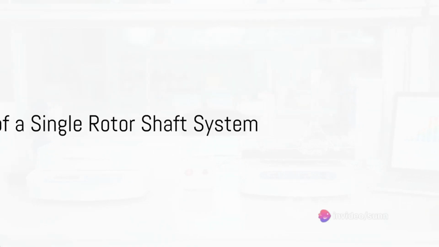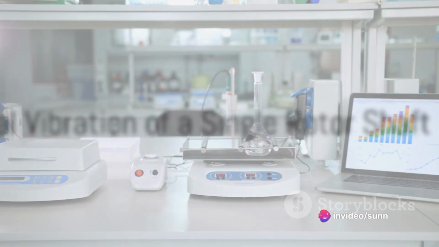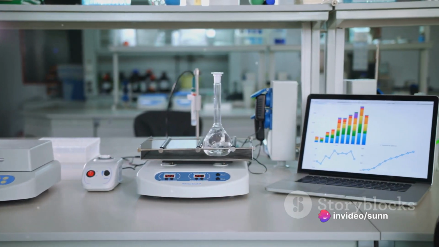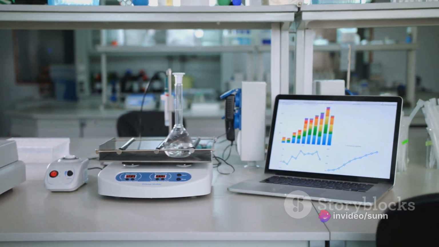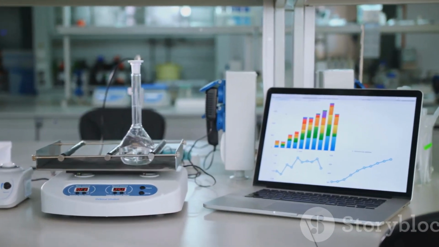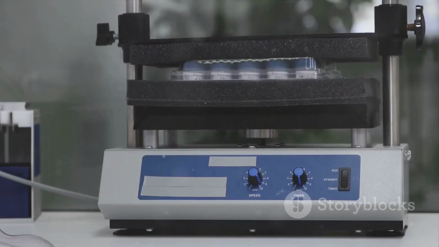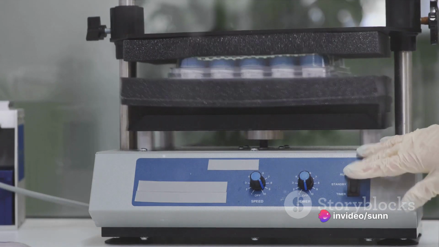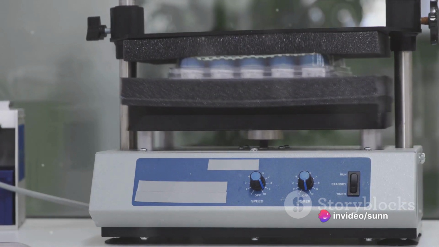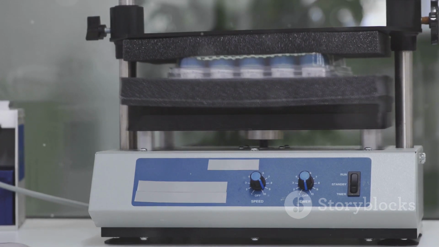Then, we'll explore the torsional vibration of a single rotor shaft system, determining the natural frequency of vibration, both theoretically and experimentally. Finally, we'll study the free vibration of a two-rotor system and determine the natural frequency of vibration, both theoretically and experimentally. We'll also study the forced lateral vibrations of a beam for different damping.